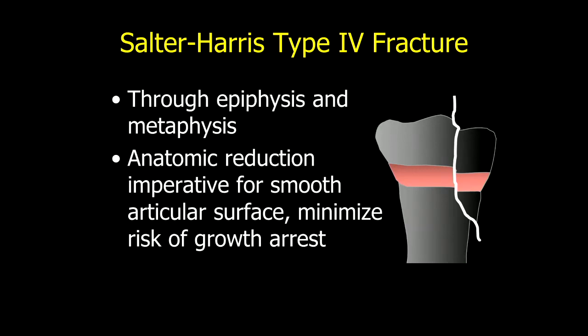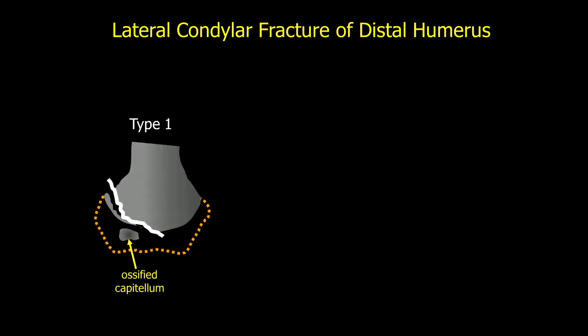The Salter-Harris type 4 fracture courses from the metaphysis to the epiphysis and similarly can result in displacement or distraction at the articular surface. And just like the Salter 3 injury, anatomic reduction is really imperative to result in a smooth articular surface to minimize the risk of growth arrest and subsequent osteoarthritis. An example of a Salter-Harris type 4 fracture, which often happens in the distal humerus or distal tibia, is the lateral condylar fracture of children.